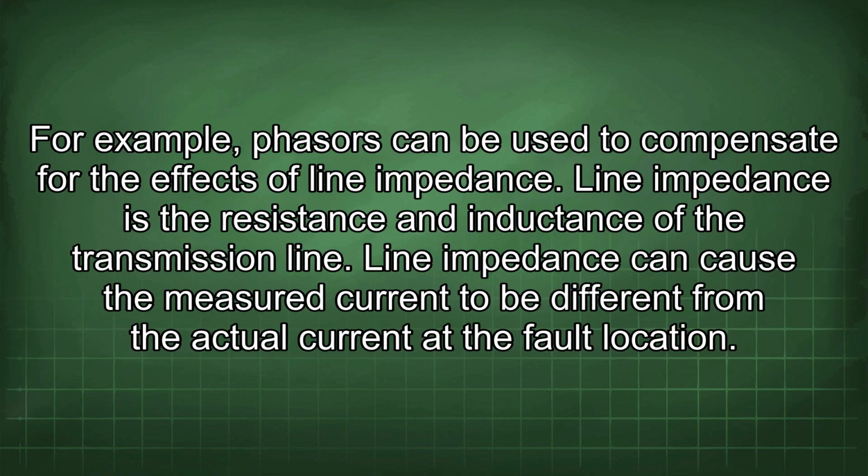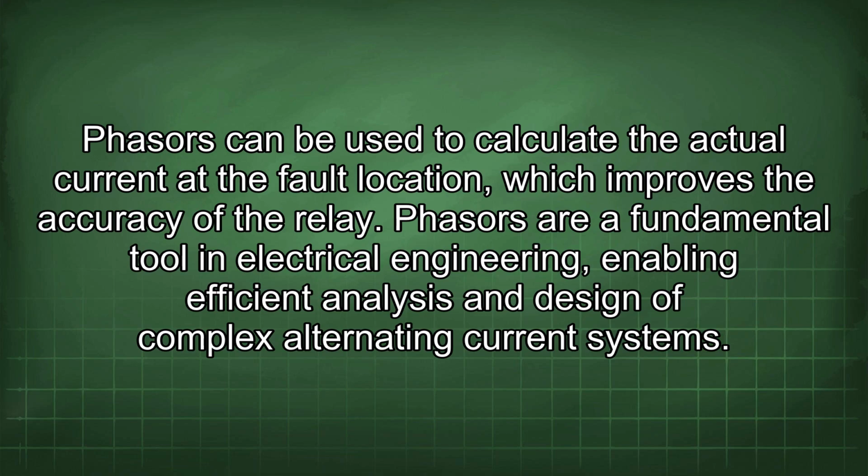For example, phasors can be used to compensate for the effects of line impedance. Line impedance is the resistance and inductance of the transmission line. Line impedance can cause the measured current to be different from the actual current at the fault location. Phasors can be used to calculate the actual current at the fault location, which improves the accuracy of the relay.